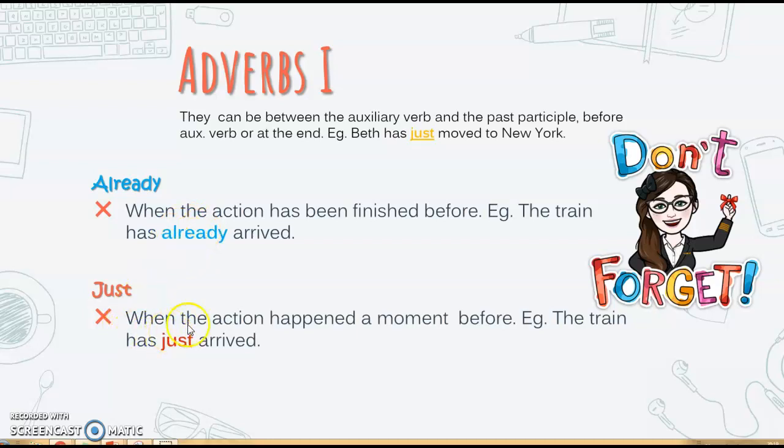We use just when the action just happened. It happens a moment before, like 10 seconds ago, 1 hour before. Okay, so in this case we are going to use just. For example, the train has just arrived. Remember that adverbs can be at the beginning of the sentence, between the auxiliary verb and the past participle, before the auxiliary verb, or just at the end of the sentence. In the case of already, it is in the middle as well as just.